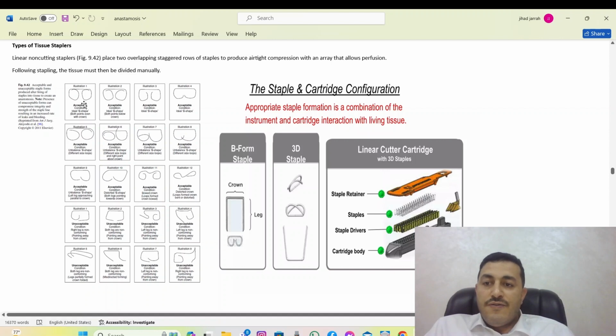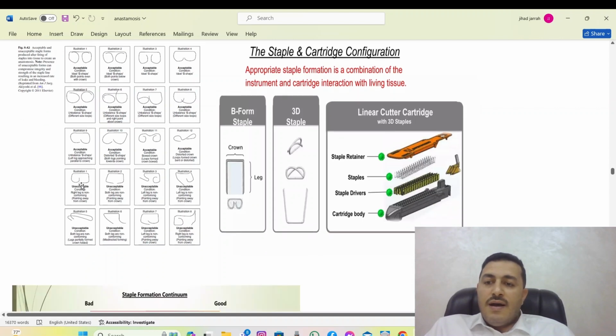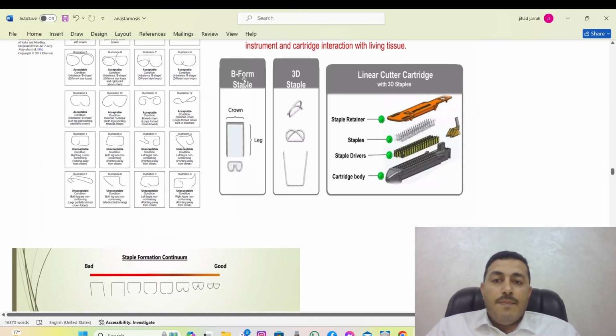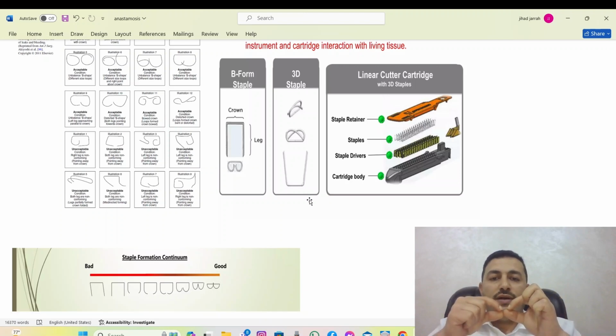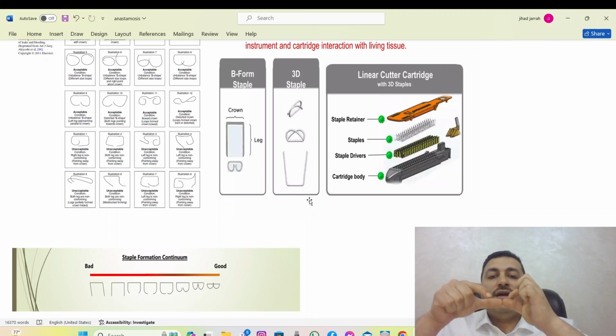So these are the legs, this is the crown, and after firing it creates a B shape, as you see here. You can see that we have different B shapes that are acceptable. Up to here, from 1 to 12, these are all acceptable shapes of staple. But from here to here, these are not acceptable shapes. Misfiring or technical issues can happen, so it's not acceptable. These are how a B-form staple can look.